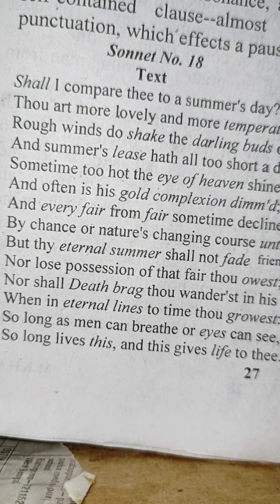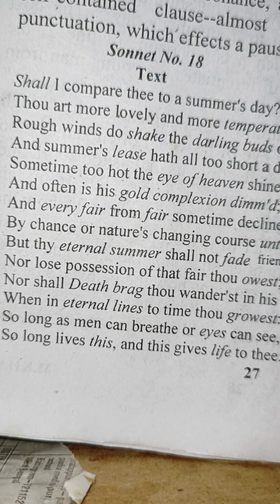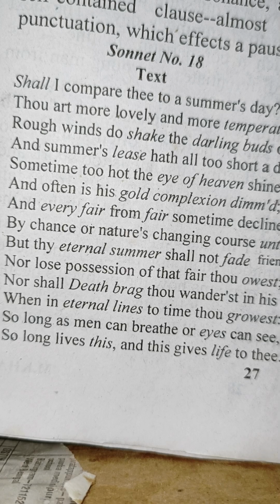The octave presents a problem or question, develops a theme or idea, and the sestet resolves or answers the octave's problem or question. The rhyme scheme followed in the poem is ABBA, ABBA, CDC, DCD, or CDE, CDE. I repeat, rhyme scheme ABBA, ABBA, CDC, DCD, or CDE, CDE.